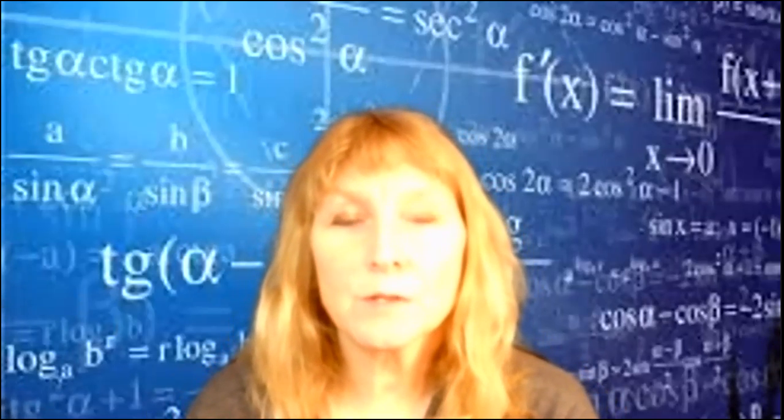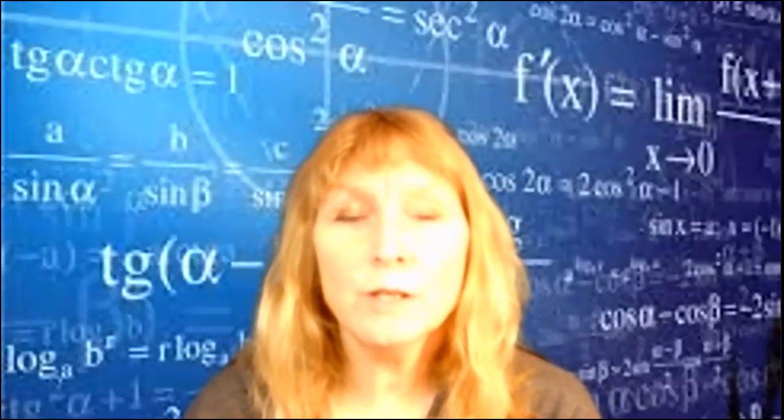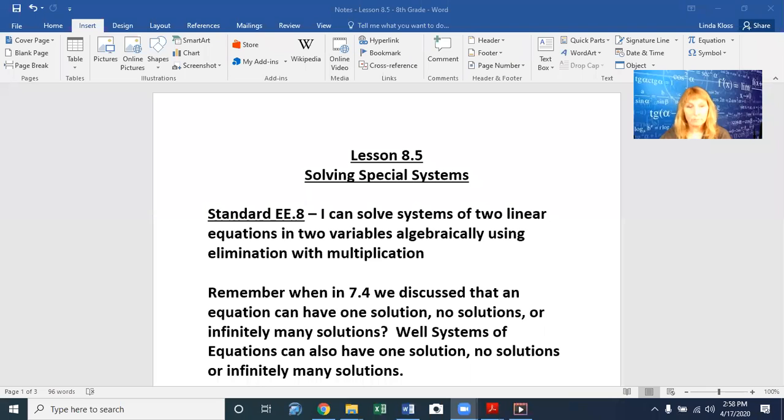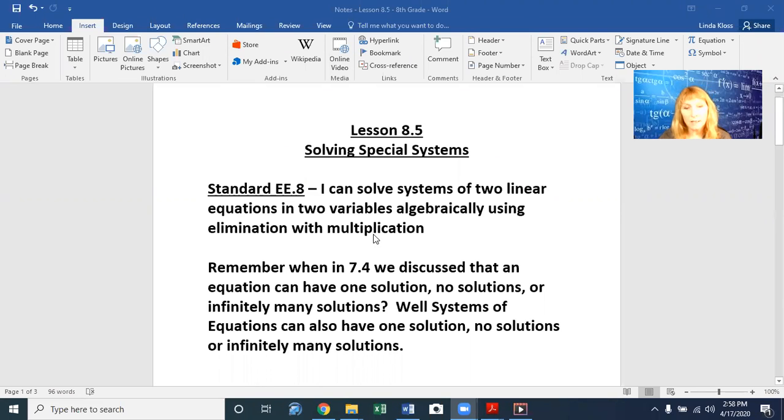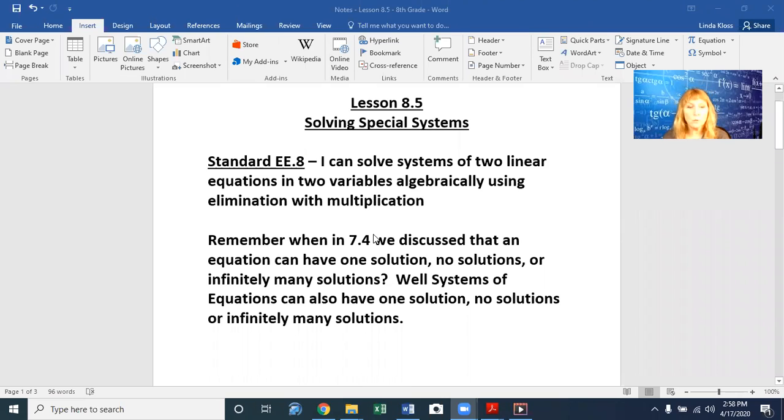Hello, this is lesson 8.5, Solving Special Systems. This will be from pages 259 to 264. So again, we are working from standard EE8. I can solve systems of two linear equations and two variables algebraically using elimination with multiplication.